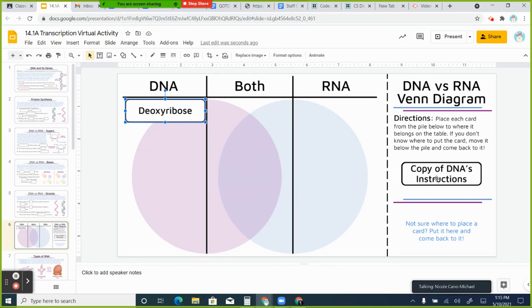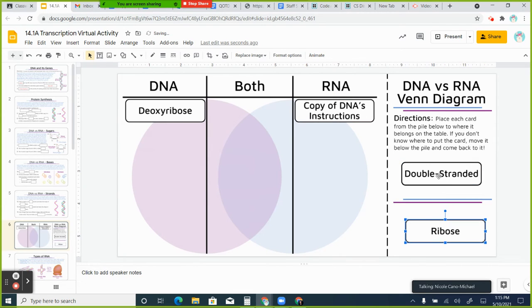The next card says, copy of a DNA's instruction. I know from my notes last week that that is what RNA is. Awesome. So I'm going to go ahead and drop that there in the RNA column. I don't know what ribose is. I'm going to come back to it.